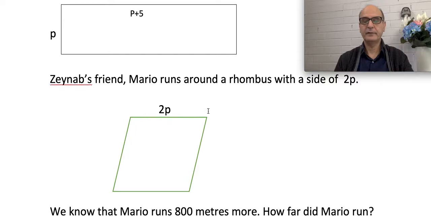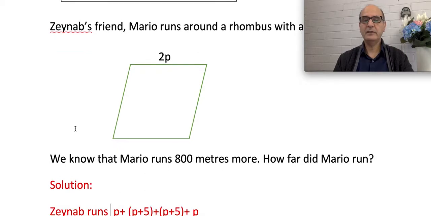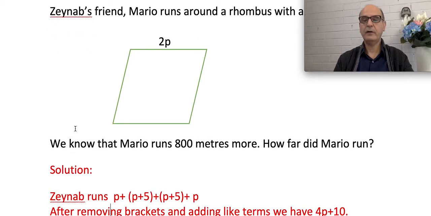Zainab's friend. So each side of that is 2p. Remember, a rhombus has got all equal sides. If this is 2p, then all of them are 2p. So 2p, 2p, and 2p. We know that Mario runs 800 meters more. How far did Mario run?